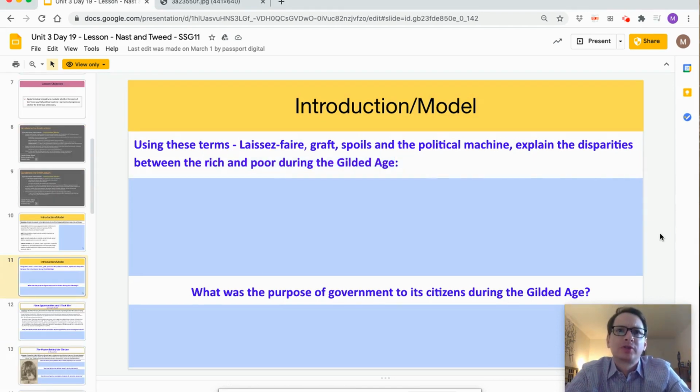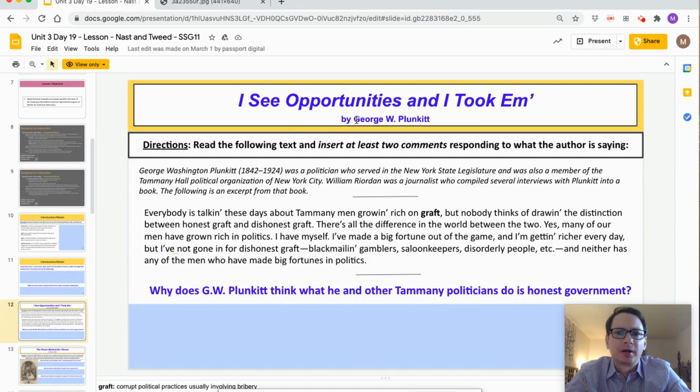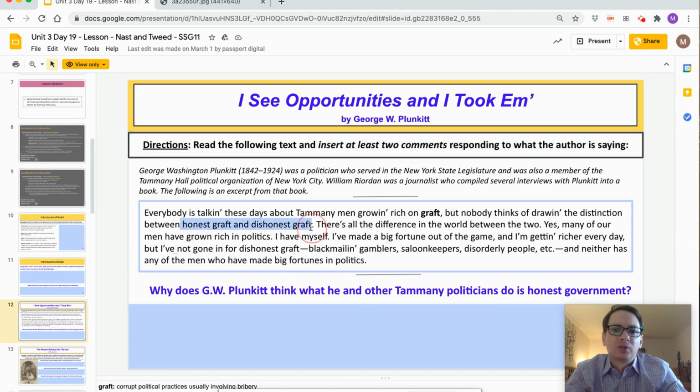The students then move on to reading this primary source by George W. Plunkett, who's one of the members of Tammany Hall. And this really does provide the space for students to deepen their understanding about graft. Like it says here, they should take notes about at least two things about what they thought the author was saying. And before having the students tackle this question here at the bottom, you may want to find a way to have them distinguish between honest and dishonest graft, because that's really what that bottom question is going to be about.